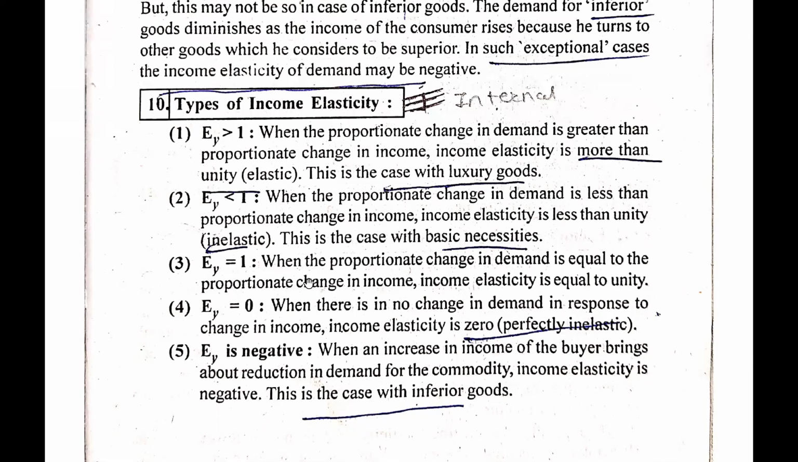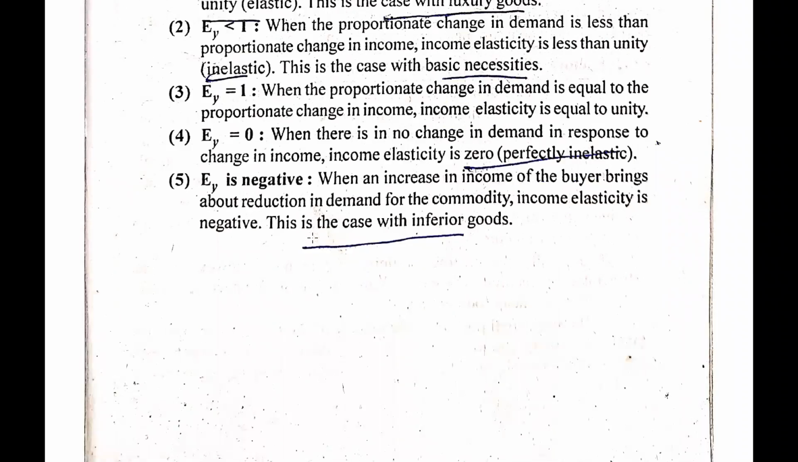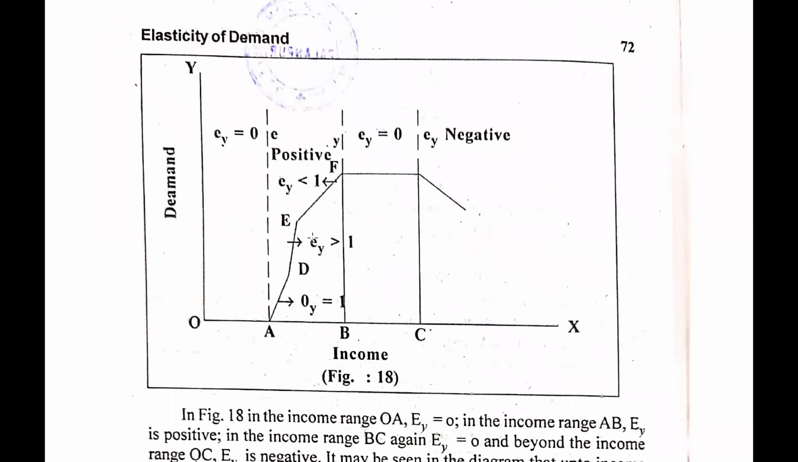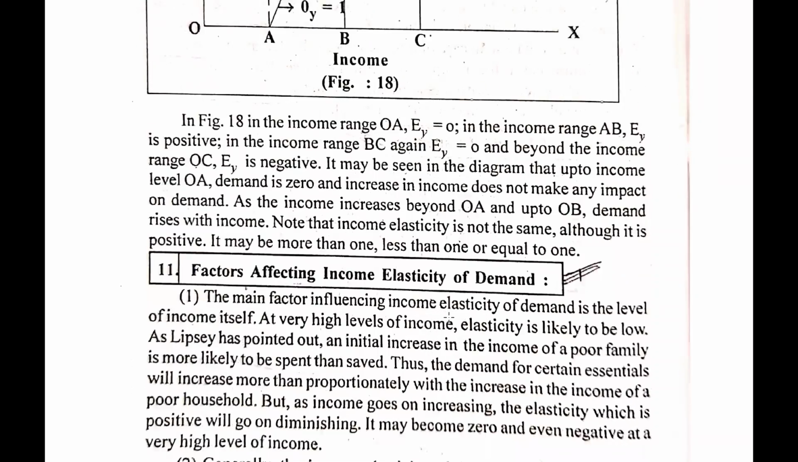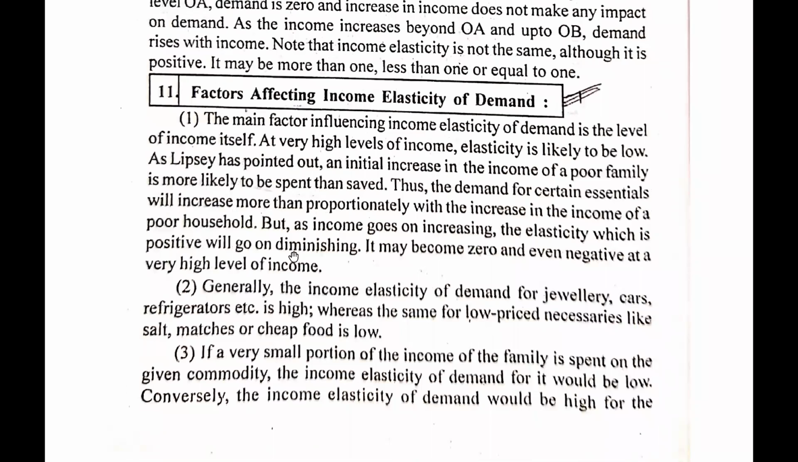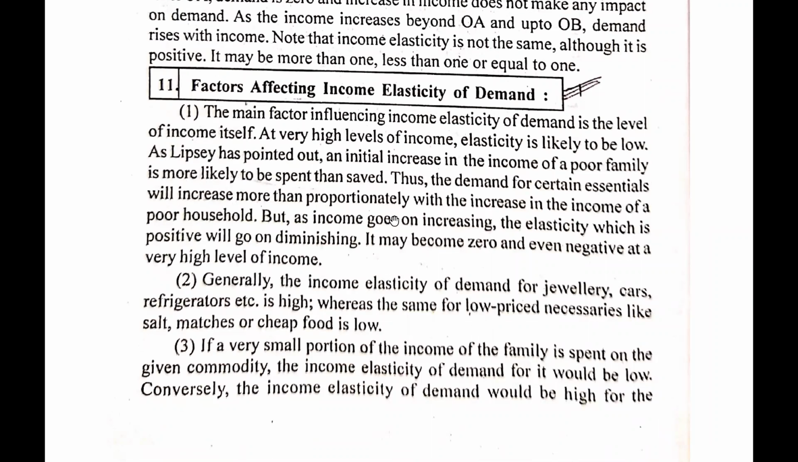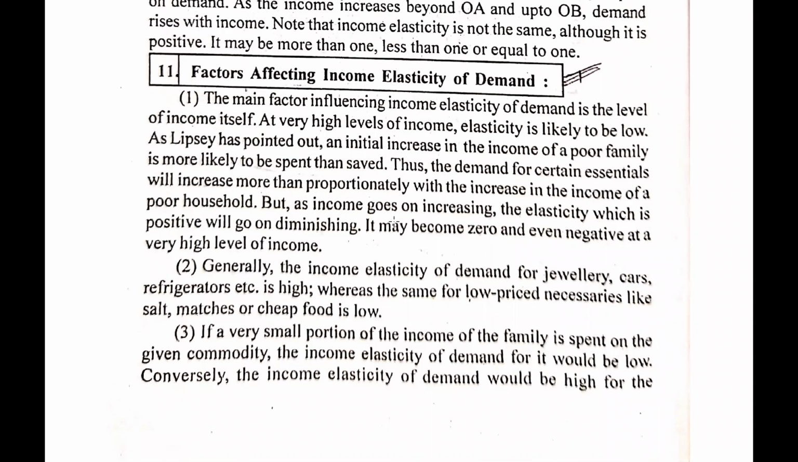So guys, here are five different types of income elasticity of demand. Now we will move further and see the different types and scenarios of income elasticity in a graphical form. Here you can see the demand, and here we are given the price. As the price increases, there will be a positive, negative, and equal reaction for different types of income elasticity of demand. And now we are going to discuss the factors affecting income elasticity of demand. What are the different factors which affect the income elasticity of demand? Let's see it one by one.